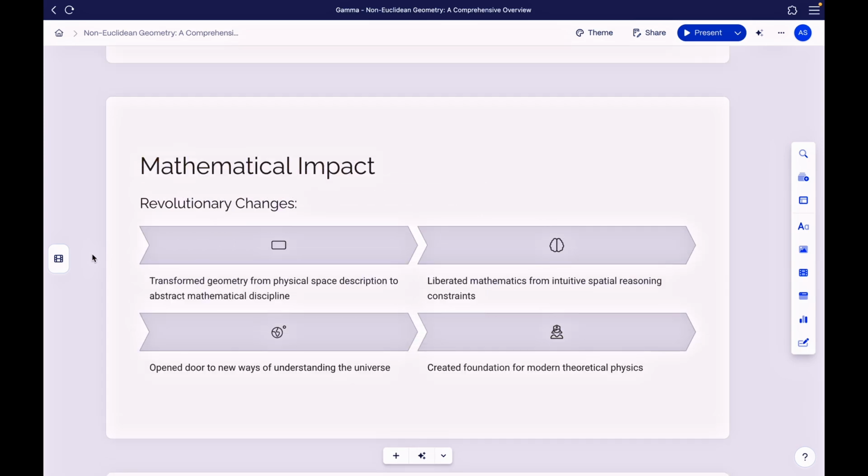There are so many revolutionary changes and impact that non-Euclidean geometry has made. First, it transformed geometry from physical space description to an abstract mathematical discipline, but it actually ended up having many applications which were not foreseen back then. And it liberated mathematics from just intuitive spatial reasoning, such as a different set of axioms, which kind of constrained our own study of the universe, and it opened up a whole new world of possibilities, and it created the foundation for modern theoretical physics.